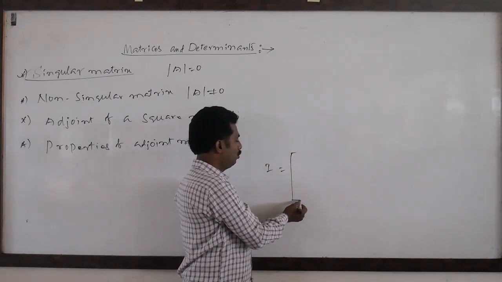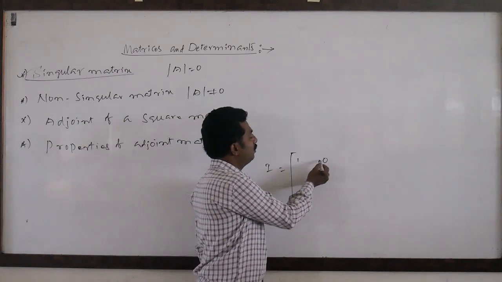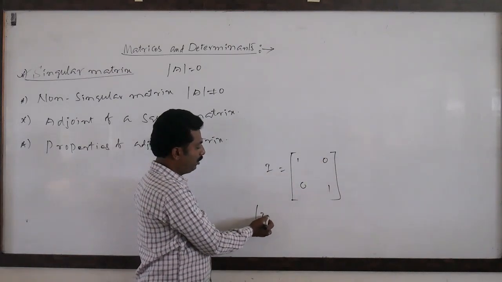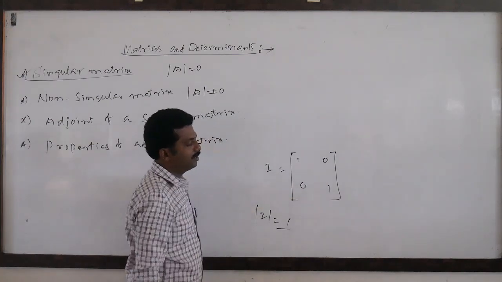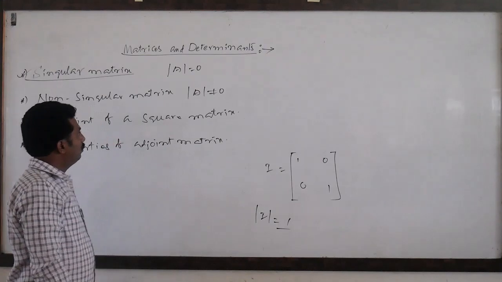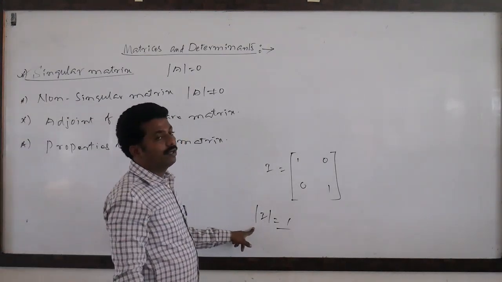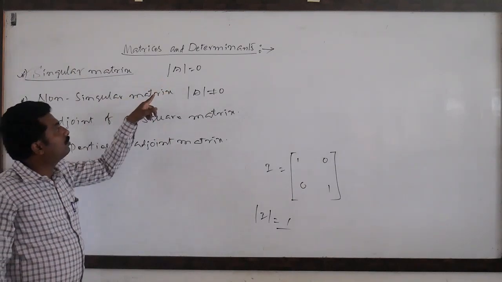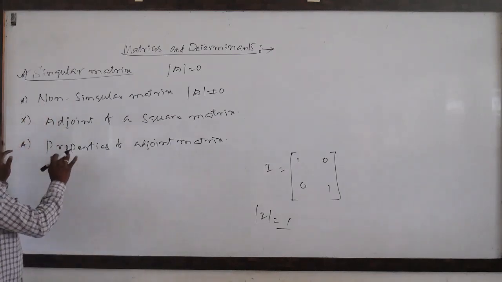Suppose a 2 by 2 matrix, identity matrix, I am taking 1 0 0 1. So the determinant of the identity matrix, the product of the principal diagonal elements, is 1. So the identity matrix is a non-singular square matrix. Singular means determinant of A equal to 0, non-singular means determinant of A is not equal to 0.